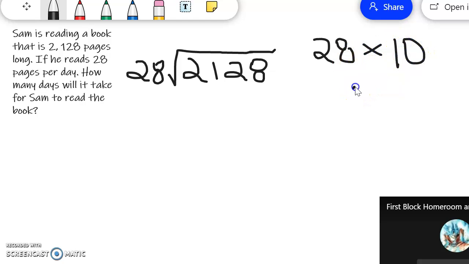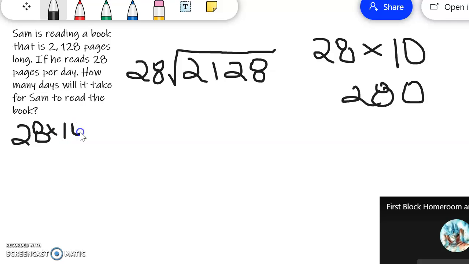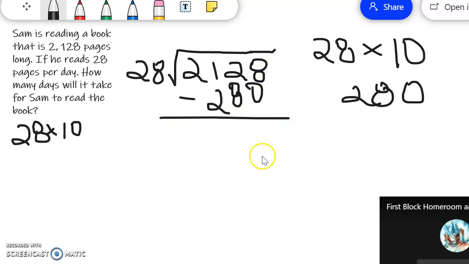So 28 times 1 is 28, and then I add the 0, so that's 280. So I'm going to put my 28 times 10 over here, because I need that. But I'm going to subtract the 280 from 2,128. 8 subtract 0 is 8. 2, I can't subtract 2, so I got to regroup and borrow from next door. The 1 turns into a 0, and the 2 is now 12.